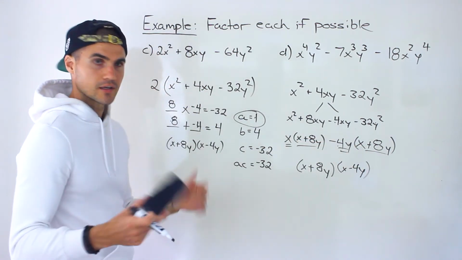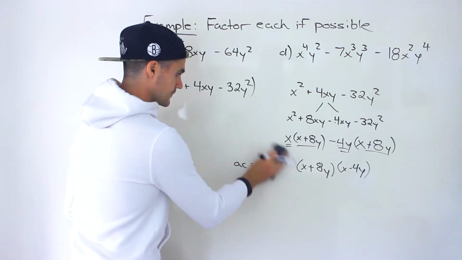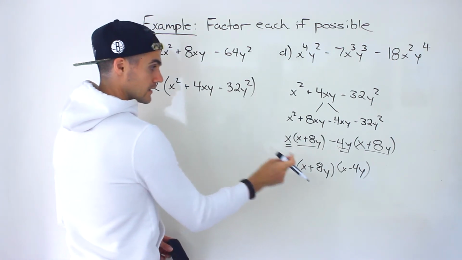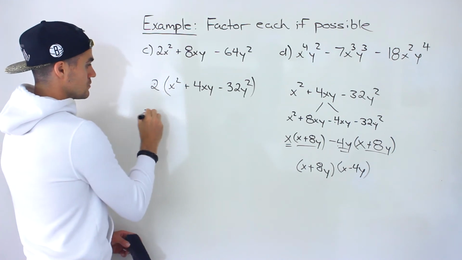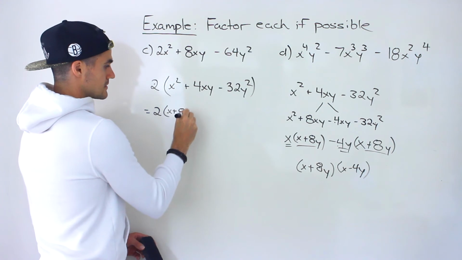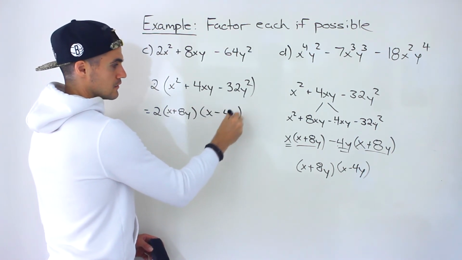I don't know, just something to keep in mind, a little trick, if you will. So either way, whichever way you do it, this bracket factors into those two brackets. Don't forget the 2. That was part of the original expression. So our final answer ends up being 2 times (x plus y)(x minus 4y).